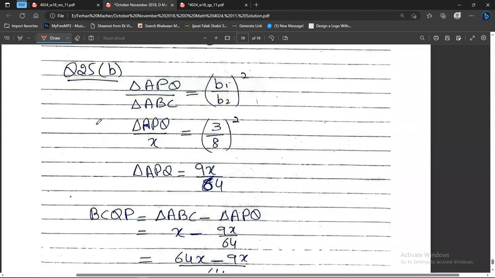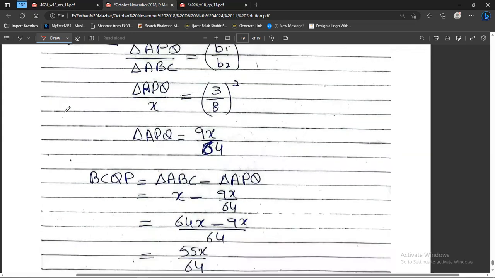The area of triangle APQ divided by the area of triangle ABC, because they are similar, will be equal to the square of the ratio of their sides. So the area APQ divided by the area ABC, which is x, will be equal to 3 by 8 whole square. So it will become 9 by 64. 3 by 8 the whole square is 9 by 64. That x will come to this side, so the triangle APQ, its area will be 9x by 64.